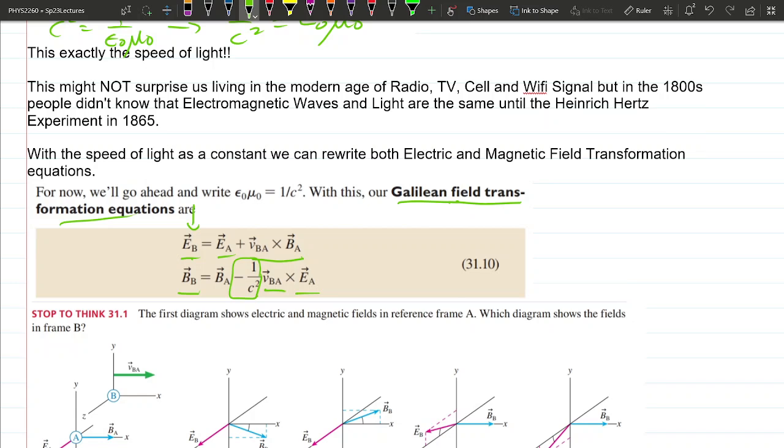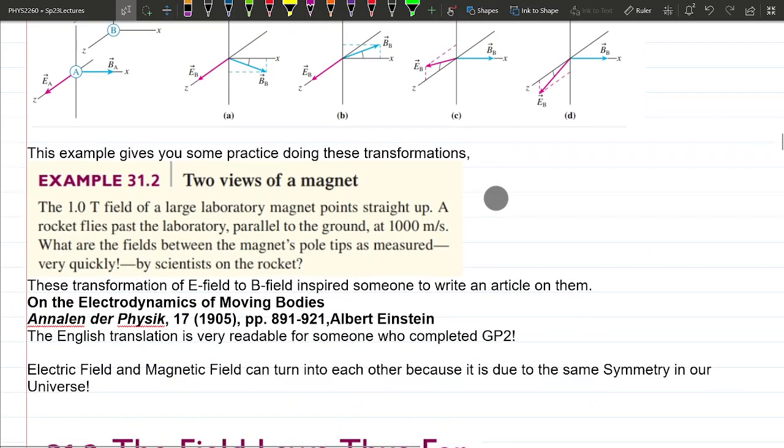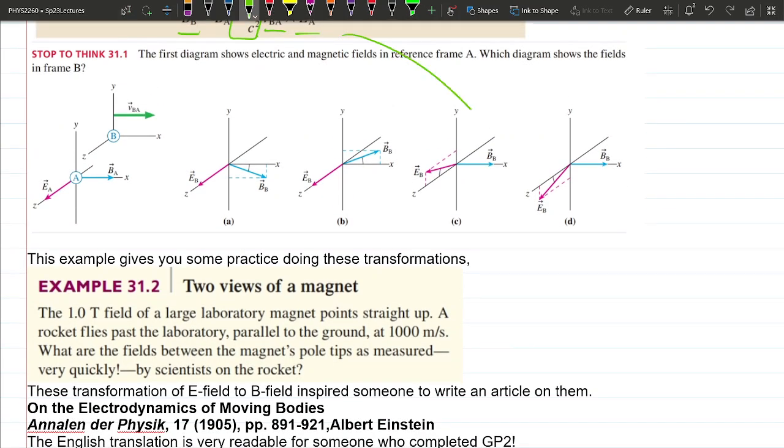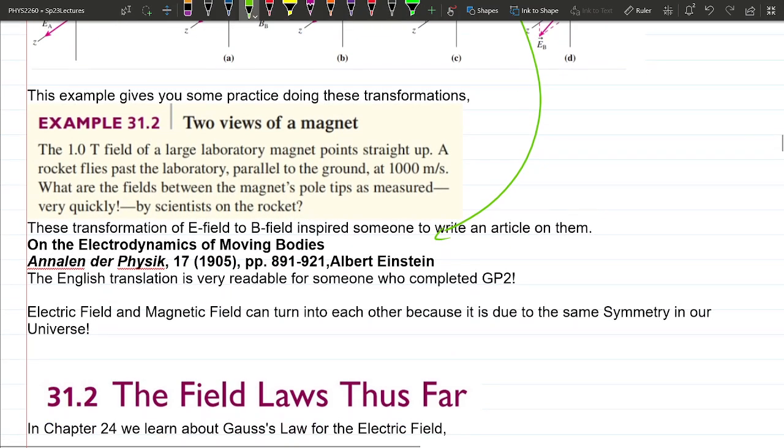Okay, let's now do the stop to think. And before we jump into the worksheet today, I just want to give you guys at least 20 minutes to do it. This is basically the foundation for Albert Einstein to come up with this thing called On the Electrodynamics of Moving Bodies. It's a paper that's been translated to English, and those of you who are interested in reading it, it's very readable for everyone in this class. So you can understand the original writing of Albert Einstein when he published his paper in 1905 on special relativity. Okay, any questions?